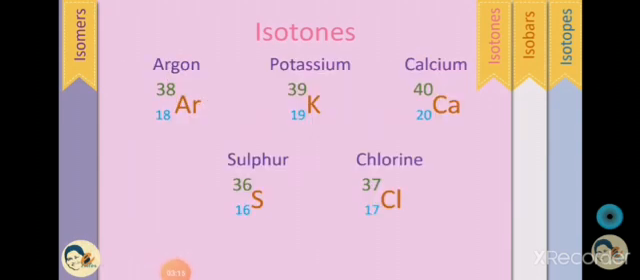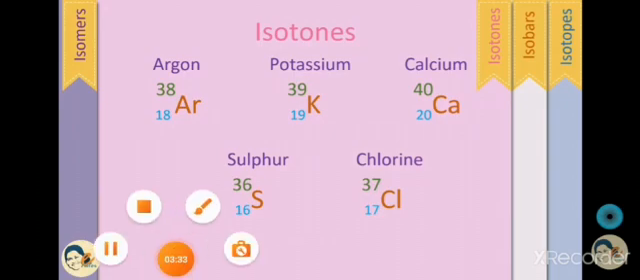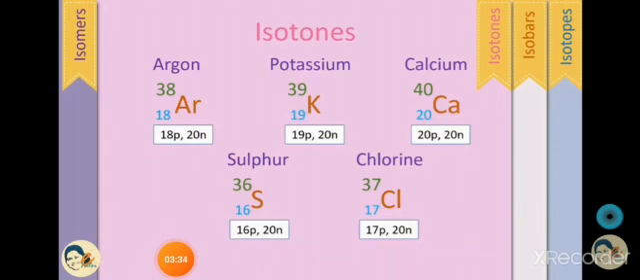Here are some examples for isotones. The first element is argon, which has the atomic number 18 and mass number 38. Next is potassium, then calcium, sulfur and chlorine. From this, we can calculate the number of neutrons as I told you. Did you calculate? Did you get the same numbers as here?